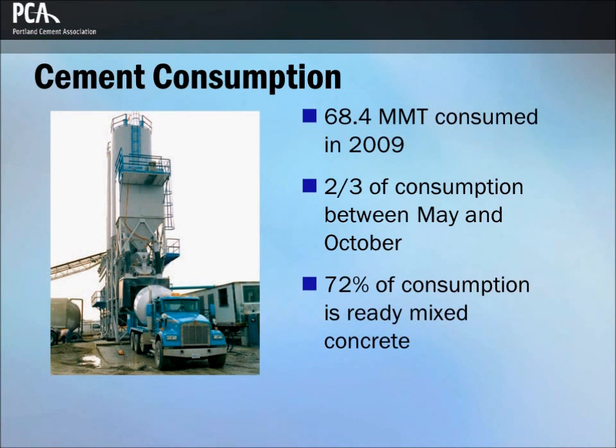68.4 million metric tons, or 75.2 million tons, of cement were consumed in the United States in 2009. Nearly 2/3 of cement consumption occurs between May and October, closely correlating with the construction season. The majority of cement is shipped to ready-mix concrete producers, which accounts for 72% of the cement consumption.